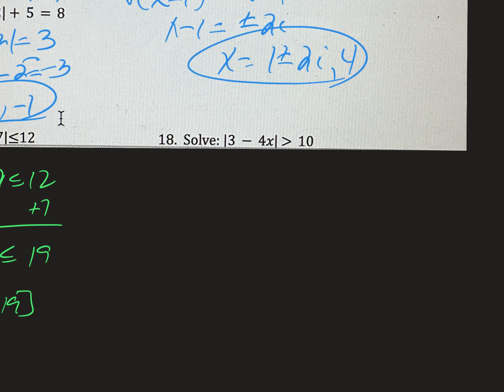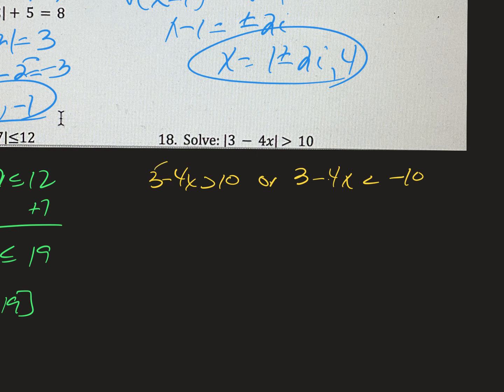And the last one is greater than. So I got to use or. So I'm going to say 3 minus 4x is greater than 10. I can go ahead and do this because the absolute value is already isolated. And 3 minus 4x is less than negative 10. So less than. All right.